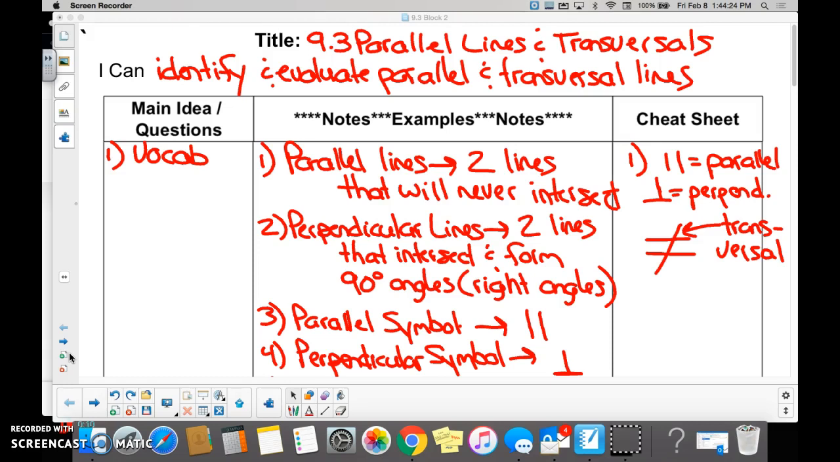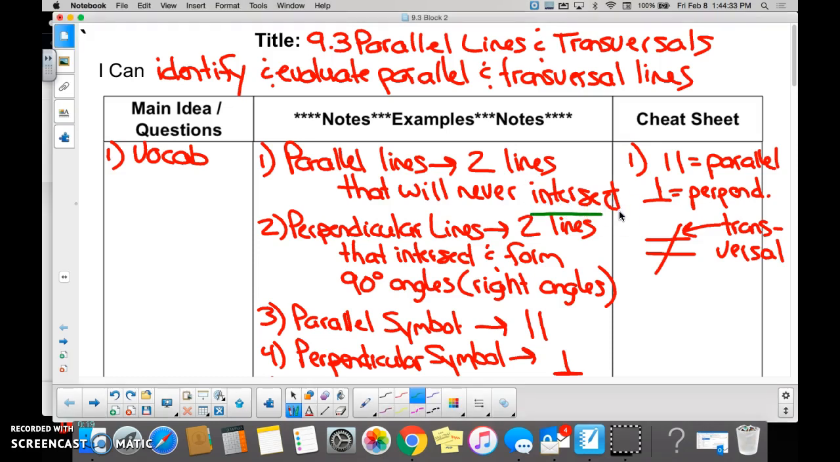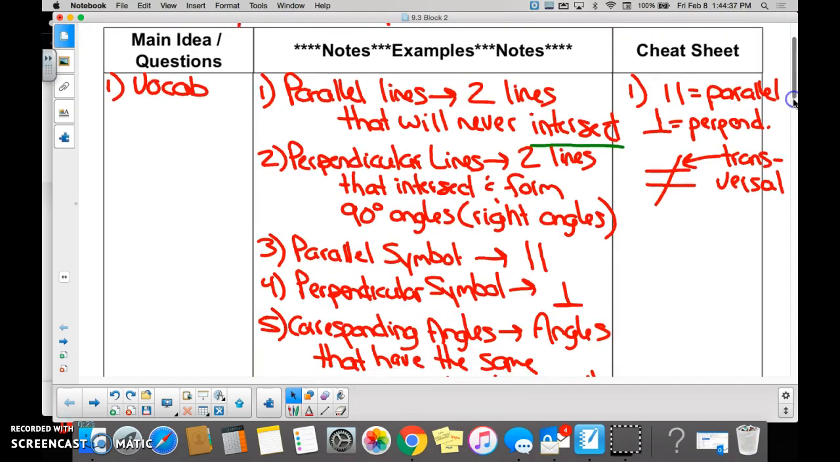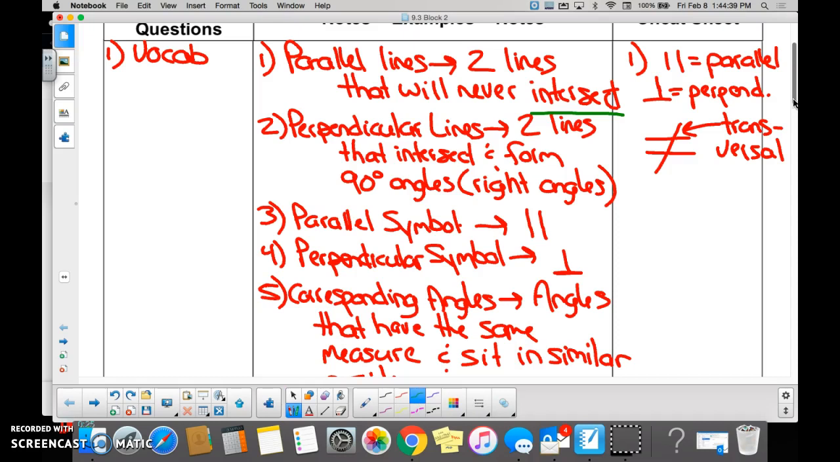Excellent, thank you, Esme. Parallel lines and transversals, let's talk. Parallel lines are two lines that never intersect, ever. Perpendicular lines are two lines that intersect and form right angles. Two vertical lines is the symbol for parallel. An upside down T symbol means perpendicular.